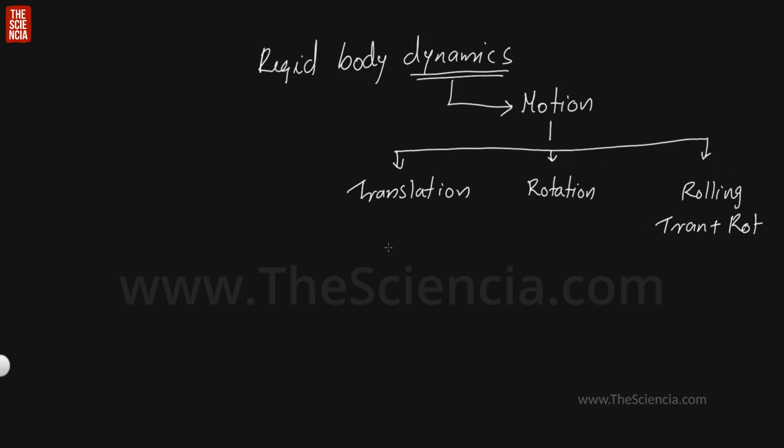Now you are already familiar with the equations of motion in the case of a body in translational motion. What are those? First one is v equal to u plus at, and second one is s equal to ut plus half at square, and third one, v square equal to u square plus 2as. So what are the equivalent equations in rotation?